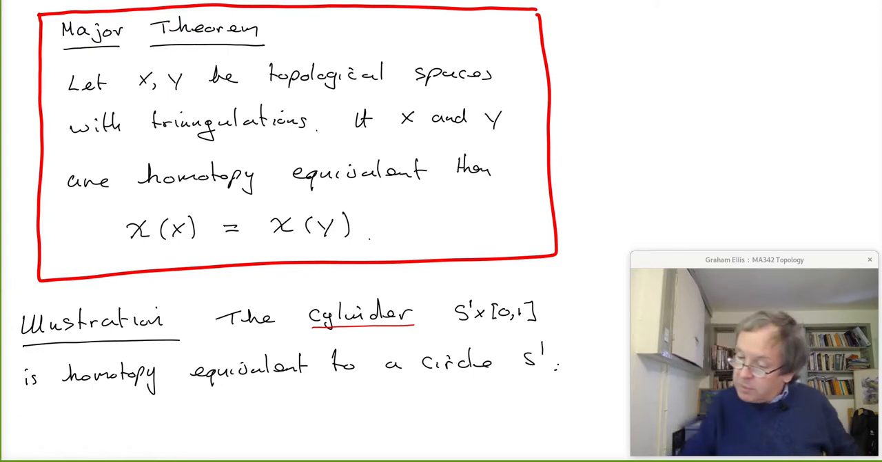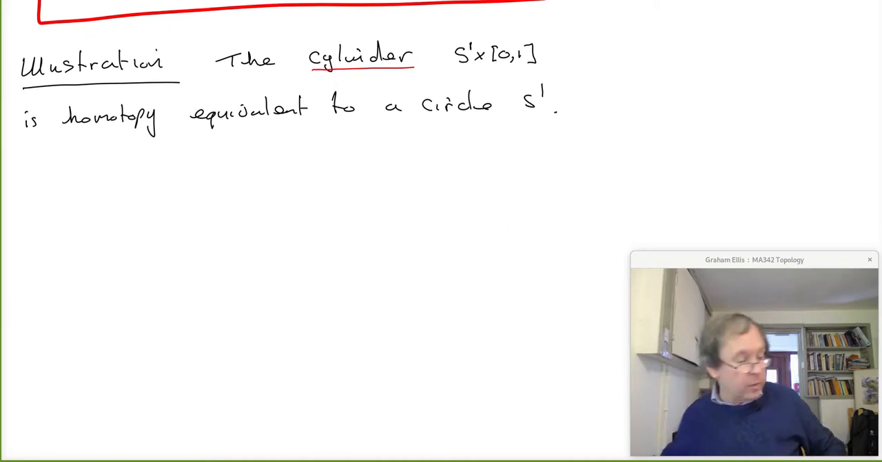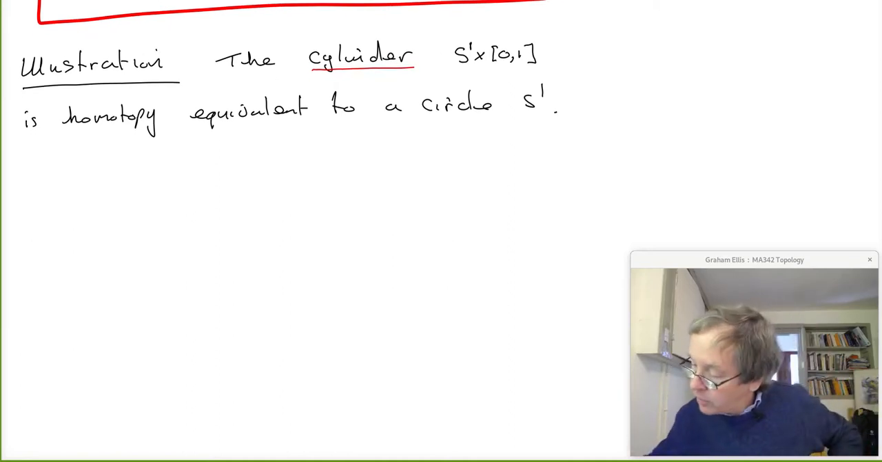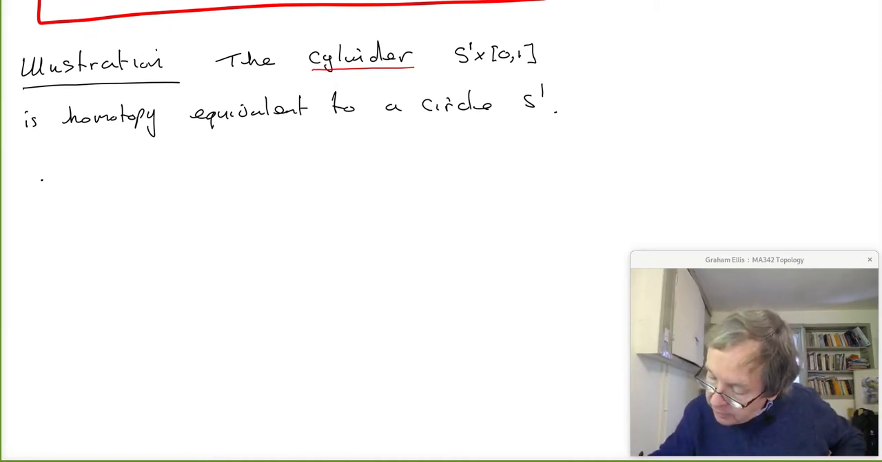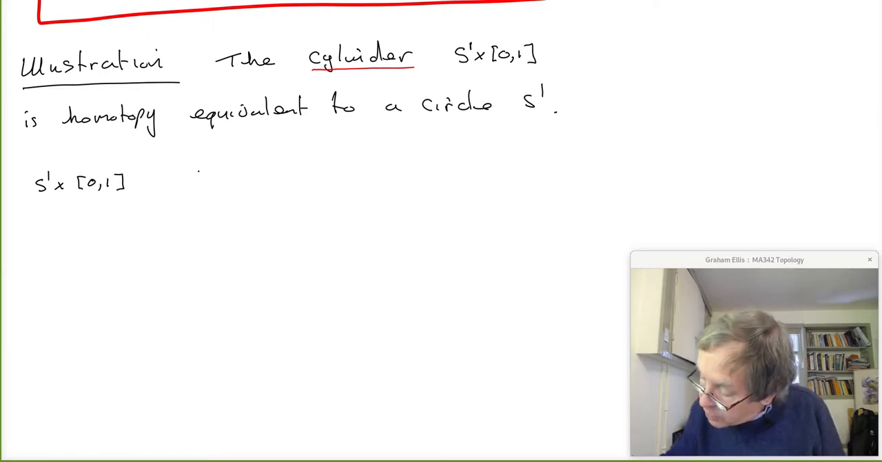So what the main major theorem says is that they should have the same Euler characteristic. So let's just check that. Let's just check that the cylinder and the circle really do have the same Euler characteristic. So let me have a look at the cylinder first of all. If I want to work out the Euler characteristic of the cylinder, I'd better ask myself, what on earth is the cylinder? So I'll draw a picture of it.